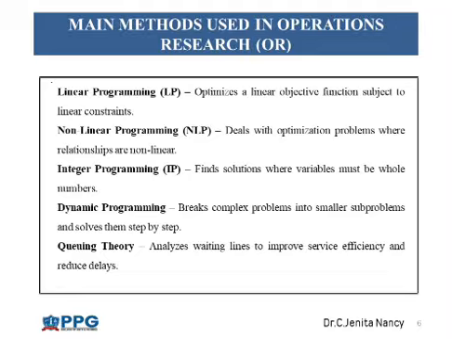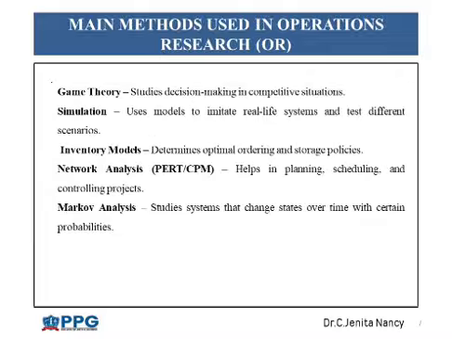Queuing theory analyzes waiting lines to improve service efficiency and reduce delays. Game theory studies decision making in competitive situations. Simulation uses models to imitate real-life systems and test different scenarios. Inventory models determine optimal ordering and storage policies. Network analysis such as PERT and CPM helps in planning, scheduling, and controlling projects. Markov analysis studies systems that change states over time with certain probabilities.